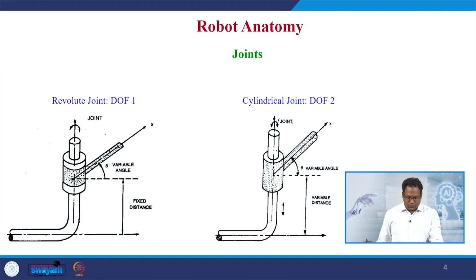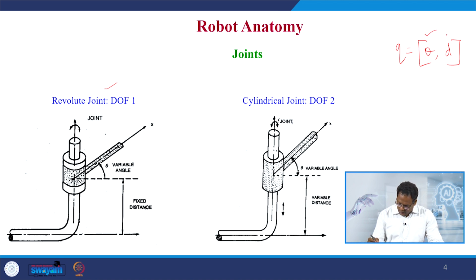Now coming to the types of joints of a robotic system, the simplest joint is a revolute joint, which has 1 degree of freedom. What is the degrees of freedom? We are going to see in the upcoming slides. So the revolute joint has 1 degree of freedom, where the joint variable is represented by q. Theta is the joint variable for a revolute joint, and d is the joint variable for a prismatic joint.